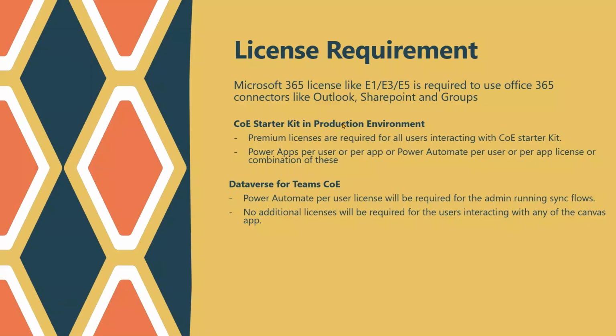So let's now talk about the licenses required for this CoE Starter Kit. Microsoft 365 licenses like E1, E3, and E5 are required to use the Office 365 connectors like Outlook, SharePoint, and Groups. And for the CoE Starter Kit in a production environment, premium licenses are required for all the users who are interacting with the CoE Starter Kit.